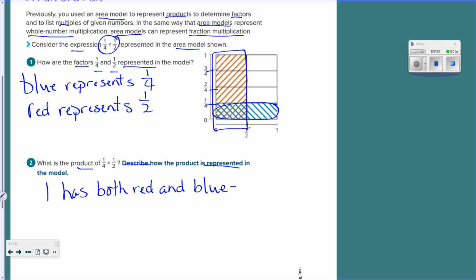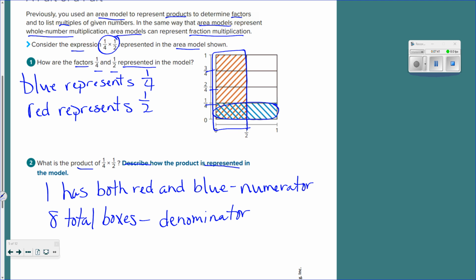So guess what that is in my fraction? That is going to be my numerator. How many total boxes do we now have now that we've split it both ways? Brandon? Again, how many total boxes do you see? 8 boxes, right? So 8 total boxes. So that is now my denominator. So when I write this as a fraction, the product is now 1/8.